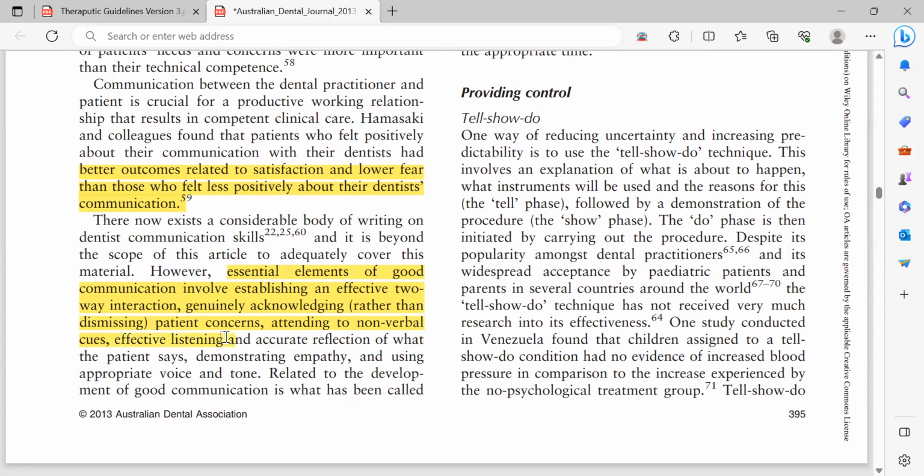Effective listening. If your patient is saying something, do not cut him in the middle. You need to listen to him actively, and you need to accurately reflect what the patient says, demonstrate empathy, and use appropriate voice and tone. Okay, so these are very important elements that you need to focus on in good communication skills.